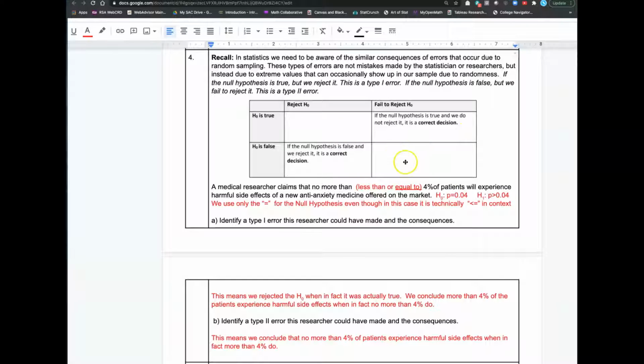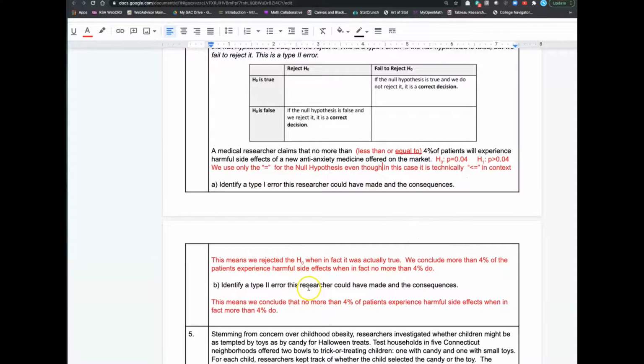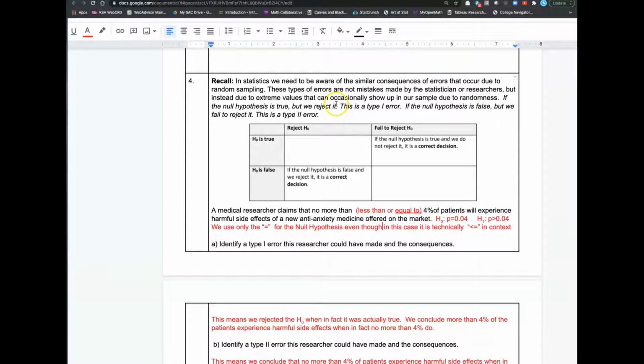A type 2 error is when we fail to reject the null hypothesis when the null hypothesis is actually false. So we say, no, we believe it's 0.04 when it really isn't. And that's a type 2 error. And so the wording here is within context to this problem.